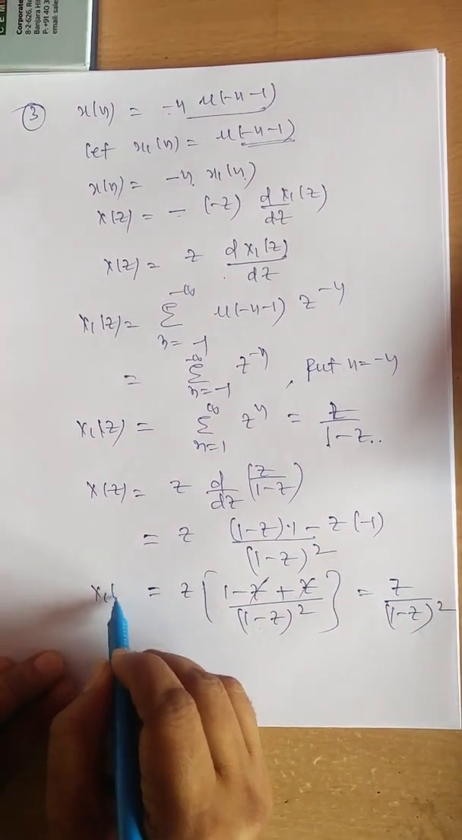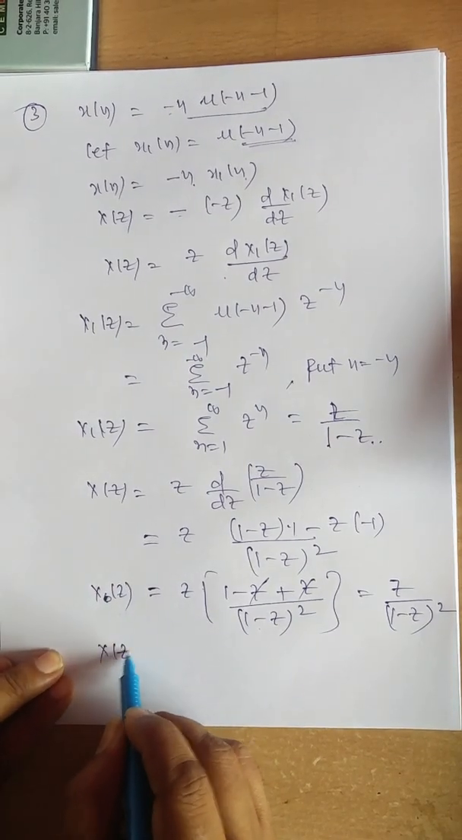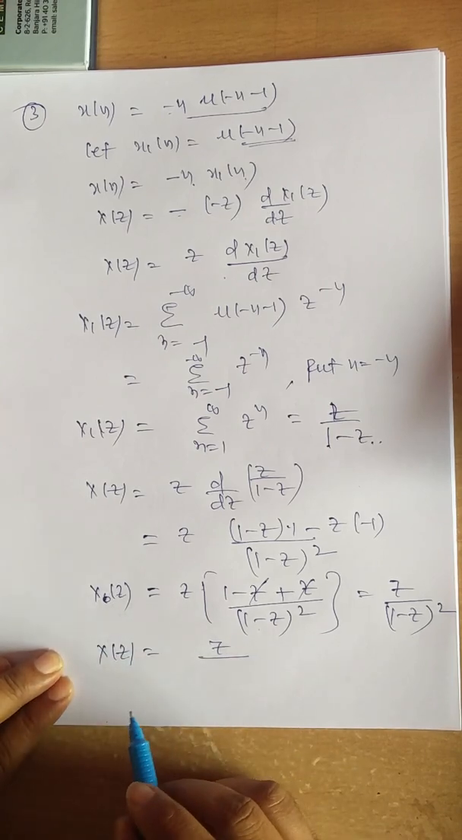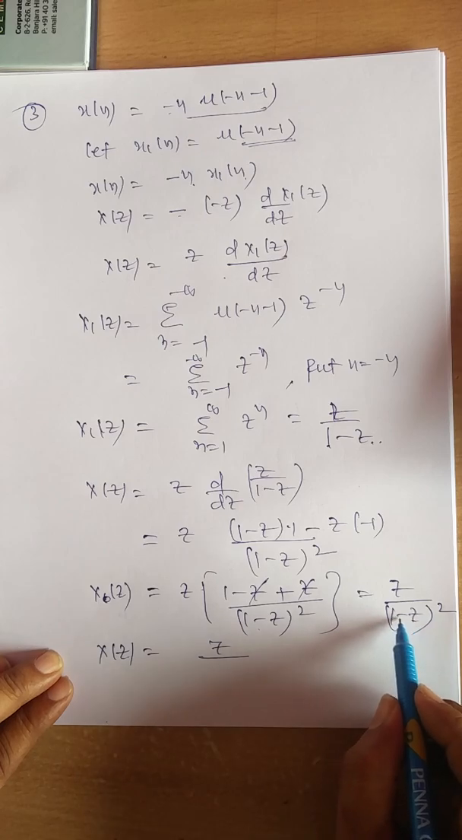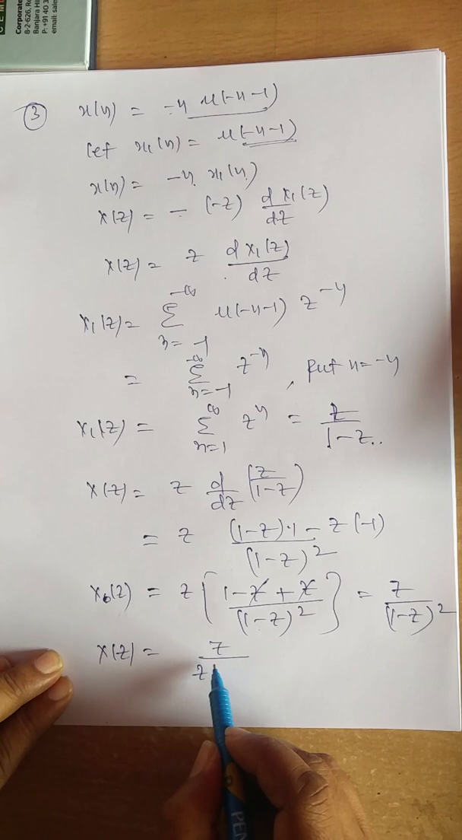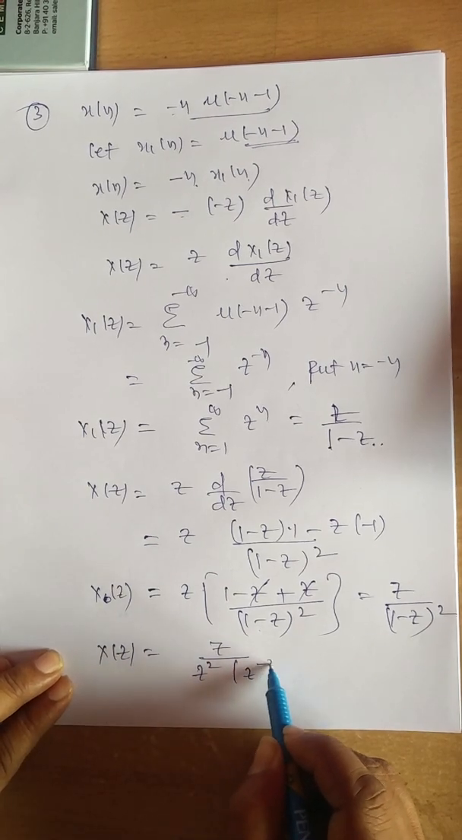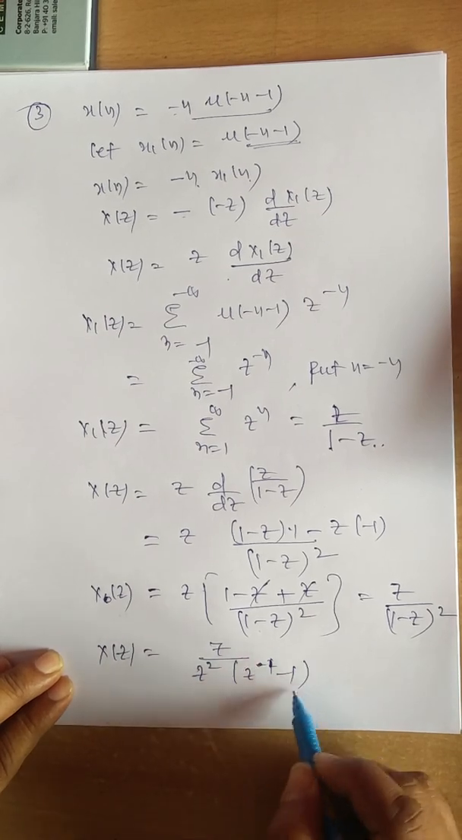You can express this as a negative power of z. X(z) is equal to z divided by, you can take z common here, it will become z square. It will become z to the power of minus 2, so z to the power of minus 1 whole square.